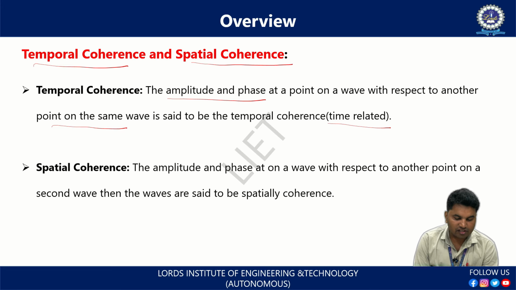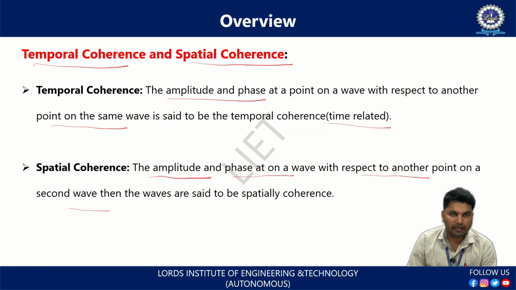Let's see the spatial coherence. So the spatial coherence is nothing but the amplitude and the phase at a point on a wave with respect to another point on a second wave. Then the waves are said to be spatially coherent. So these are the two types of coherence: spatial coherence and temporal coherence.